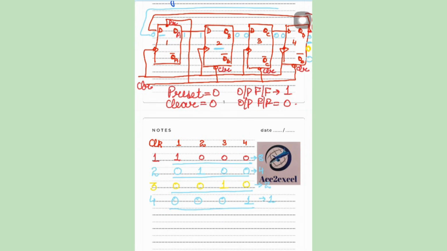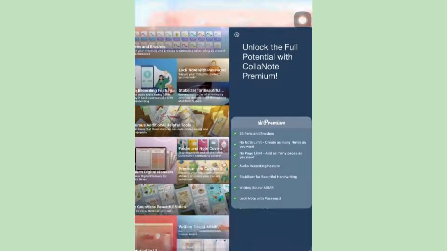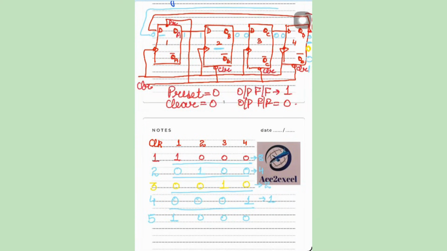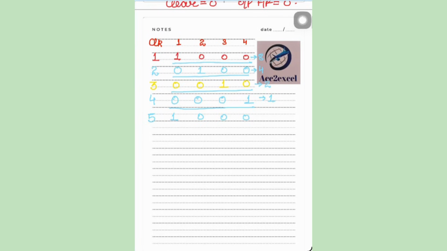And if I go by the 5th clock pulse, now you have output of flip-flop 4 as 1. Again D gets high, and again repetition of the same sequence appears, showing that ring counter always counts 4 number of states.